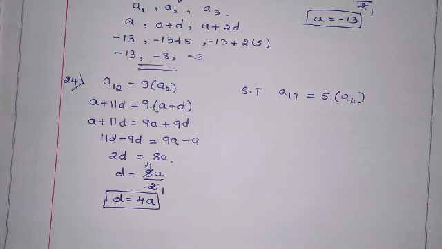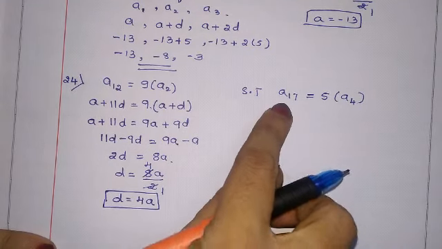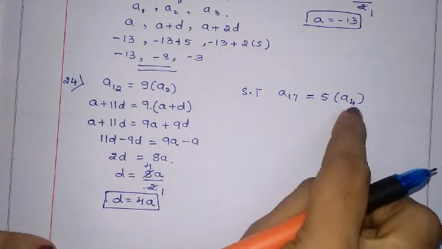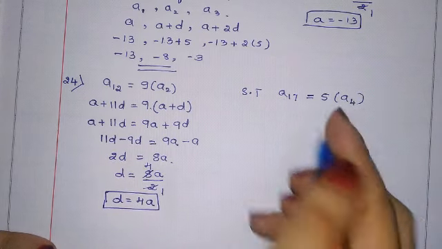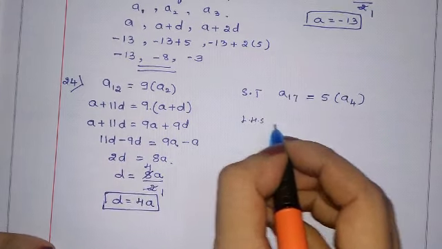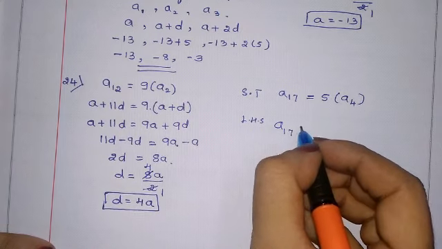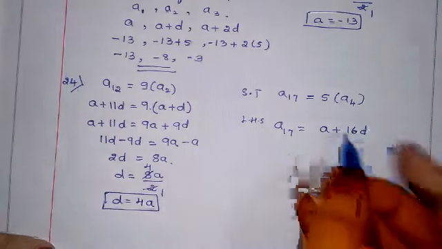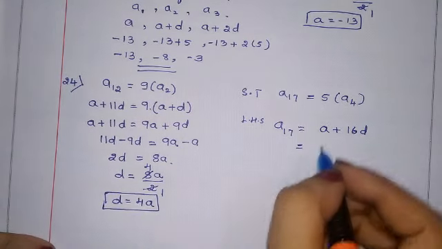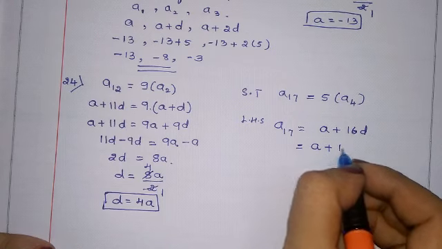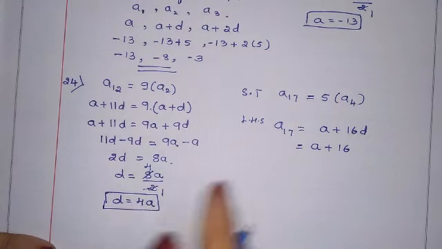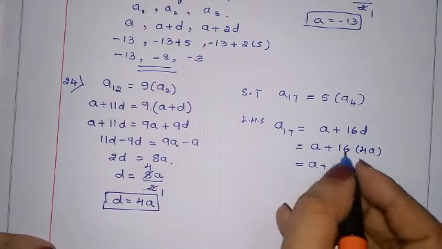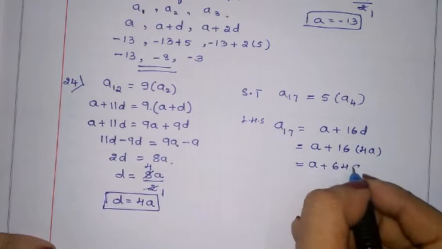Now we have to prove the 17th term is equal to 5 times the 4th term. This LHS should be equal to RHS. Let us take LHS first. LHS is equal to a17. a17 means a plus 16d. The value of a we don't know, so a only, plus 16 into d, which is 4a. I'll write 4a. a plus 16 fours are 64a.